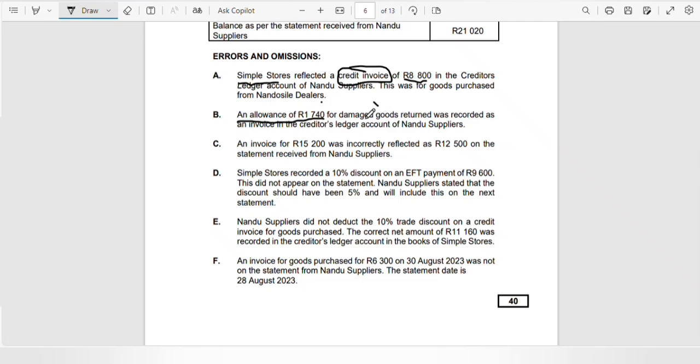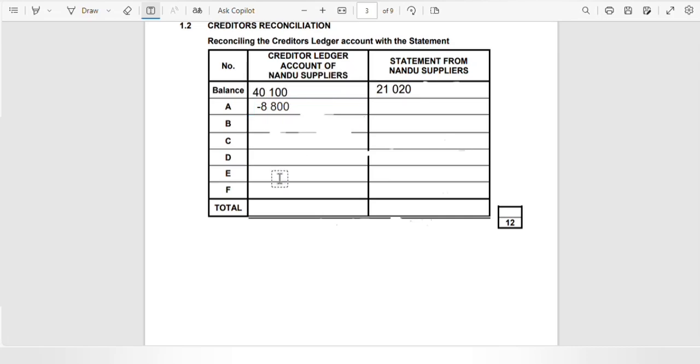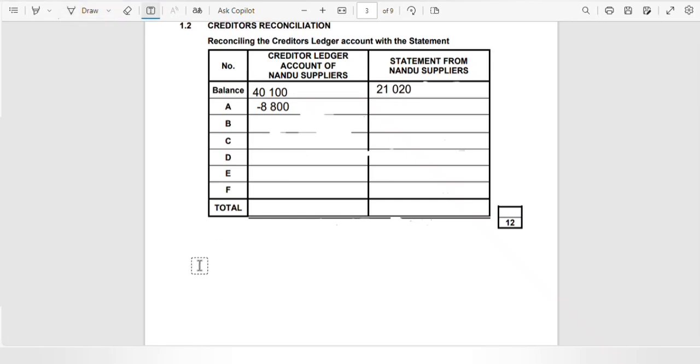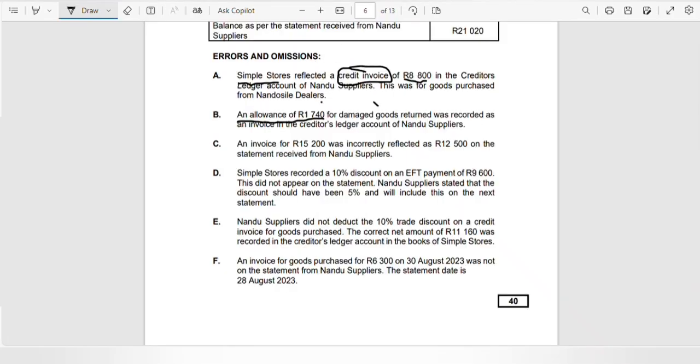So let's analyze where the mistake is. An allowance of 1,740 for damaged goods returned was recorded as an invoice in the creditors ledger account. So the problem is here, the creditors ledger account. Remember guys, we as business treated it like this. Let me put it this way so that you can understand. We as business said plus 1,740.